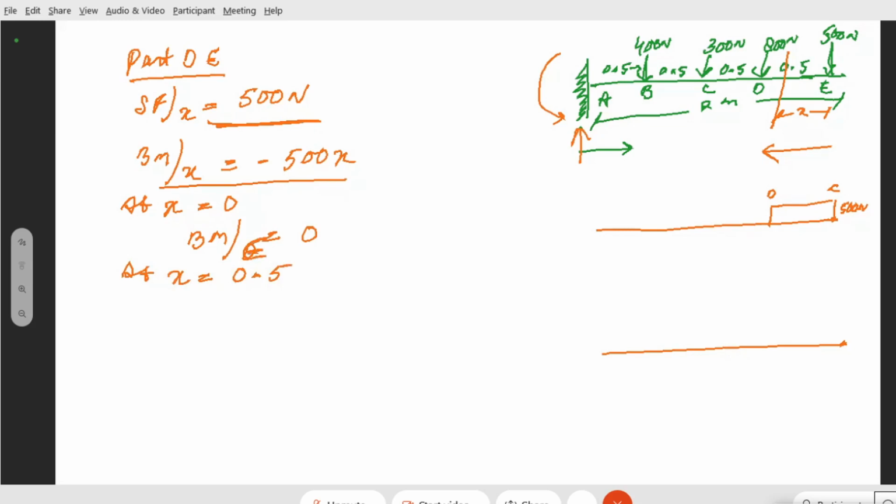Now when X is equal to 0.5, bending moment at D is equal to minus 500 multiplied by 0.5. That will be equal to minus 250 Newton meter. That means at point D we have a negative value of 250. We have a negative value of 250. Oh sorry, it's 0.5.